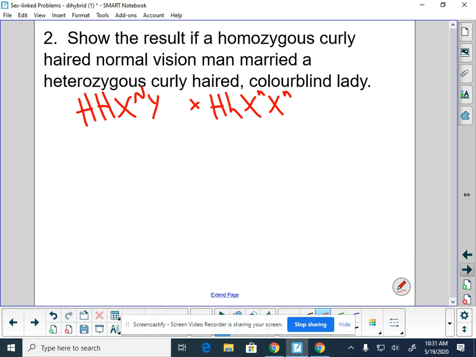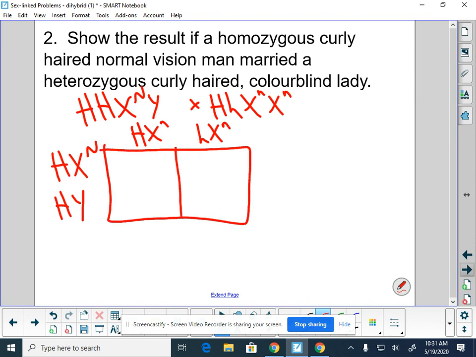So, once again, our Punnett square: big H X big N and big H Y cover the male. Big H X little n, little h X little n cover the female. So we've got 2 possible gametes for each, so it's a 2 by 2 or a 4-box Punnett square. I'll quickly fertilize.